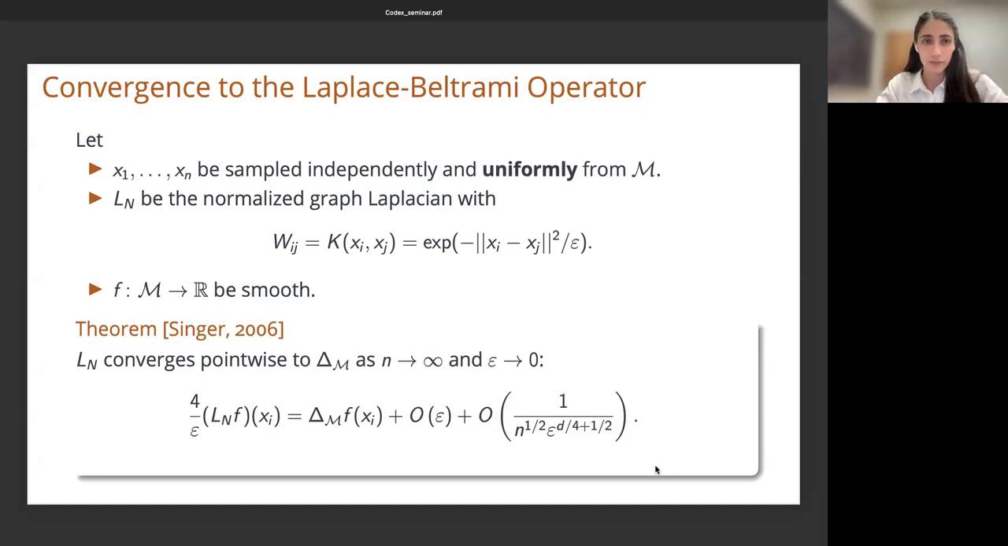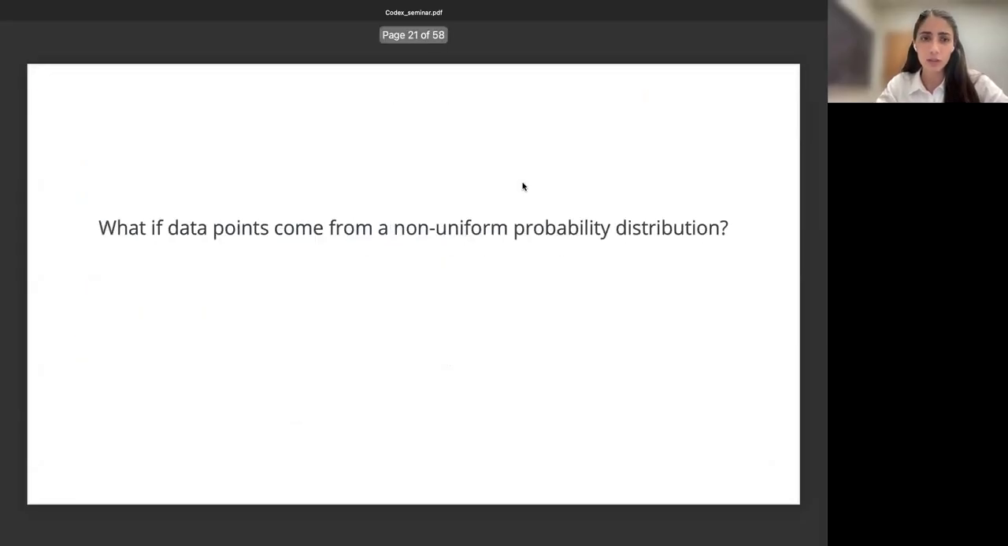Okay, so this theorem is great, but note that data points have to be sampled uniformly from the manifold. So someone might ask, what happens if we have data points that come from a non-uniform probability distribution? So this could happen with, for example, data coming from PDE simulations.